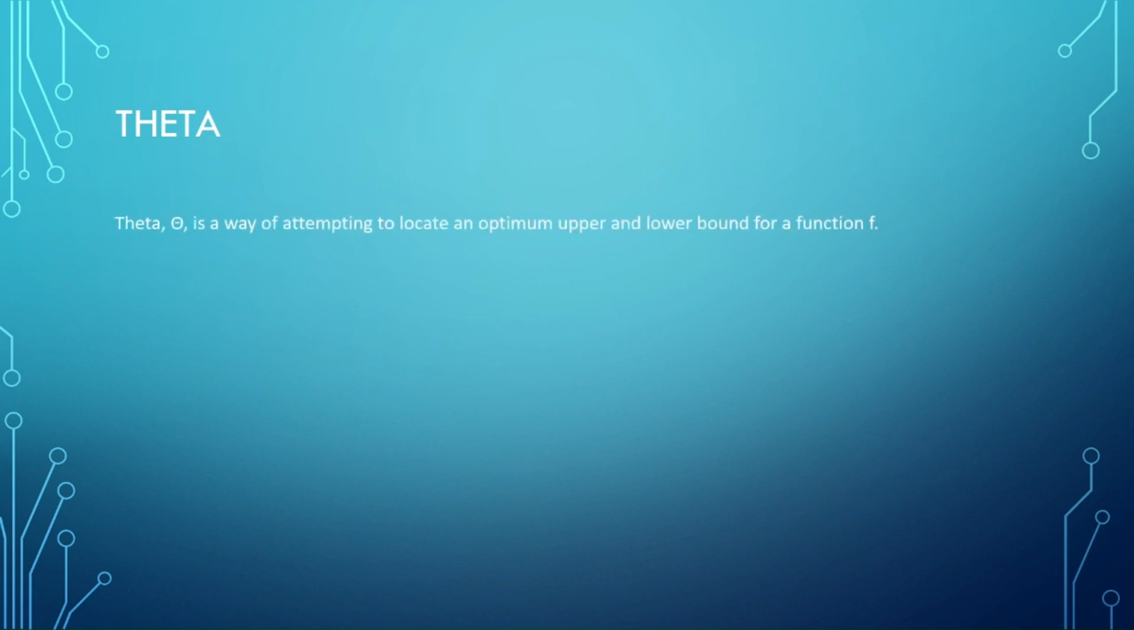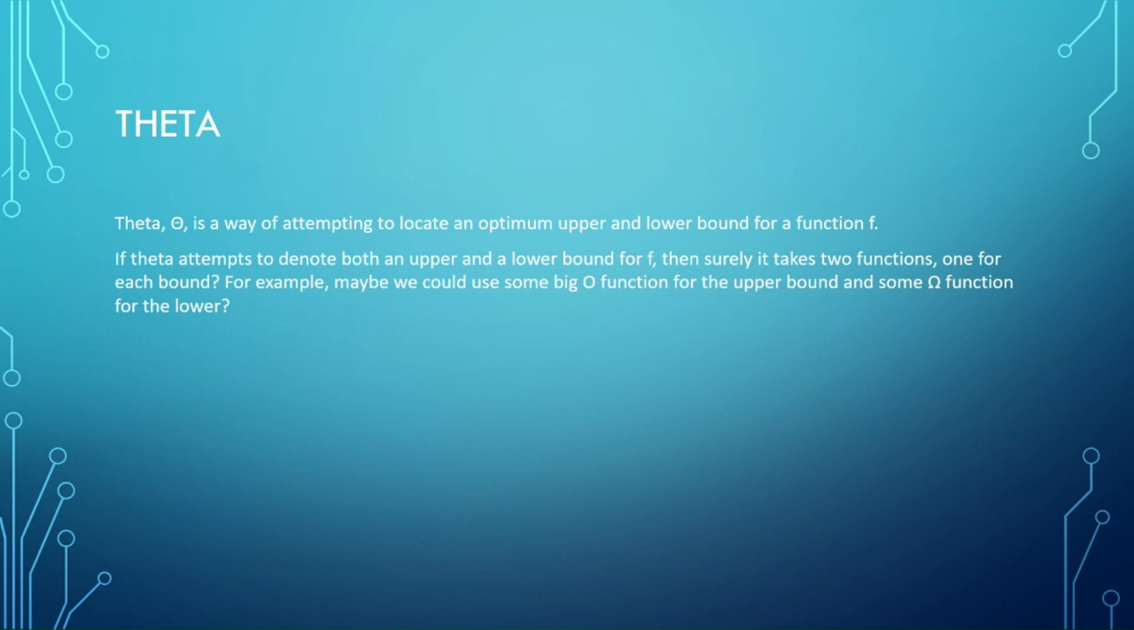Let's do theta. Theta is a way of attempting to locate an optimum upper and lower bound for a function f. So if theta attempts to denote both an upper and a lower bound for f, then surely it takes two functions, so maybe big O and omega for the upper and lower bounds. So for example, maybe we could use some big O function for the upper bound and some omega function for the lower. Is this correct?